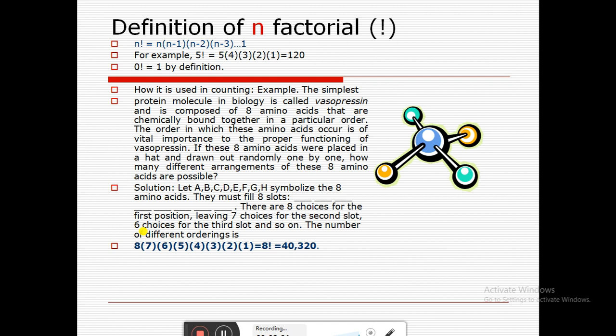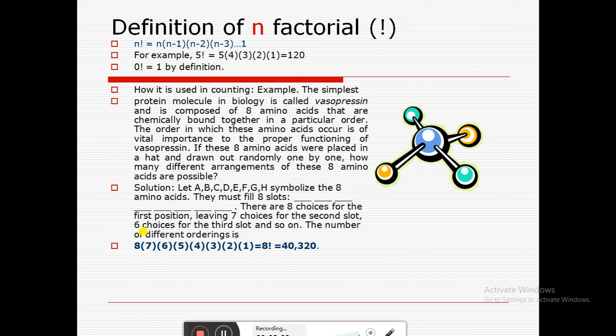Here I will start with a wonderful example. The biology students from PUC will enjoy this example. So how is it used in counting? Example: the simplest protein molecule in biology is called vasopressin. I think all of you know what vasopressin is. Vasopressin is composed of 8 amino acids that are chemically bound together in a particular order.